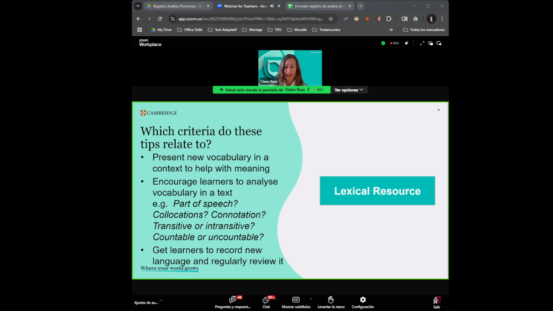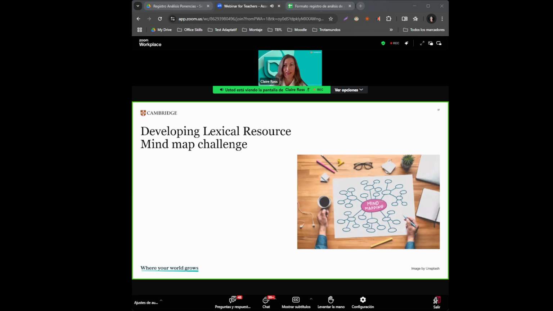And actually, that's what our last activity does. So let's show you the last one. This is for lexical resource for high levels. And this one is called Mind Map Challenge. Now, if you haven't heard of a mind map, it's like the picture on the board where you think of a topic and then brainstorm words or phrases around it.